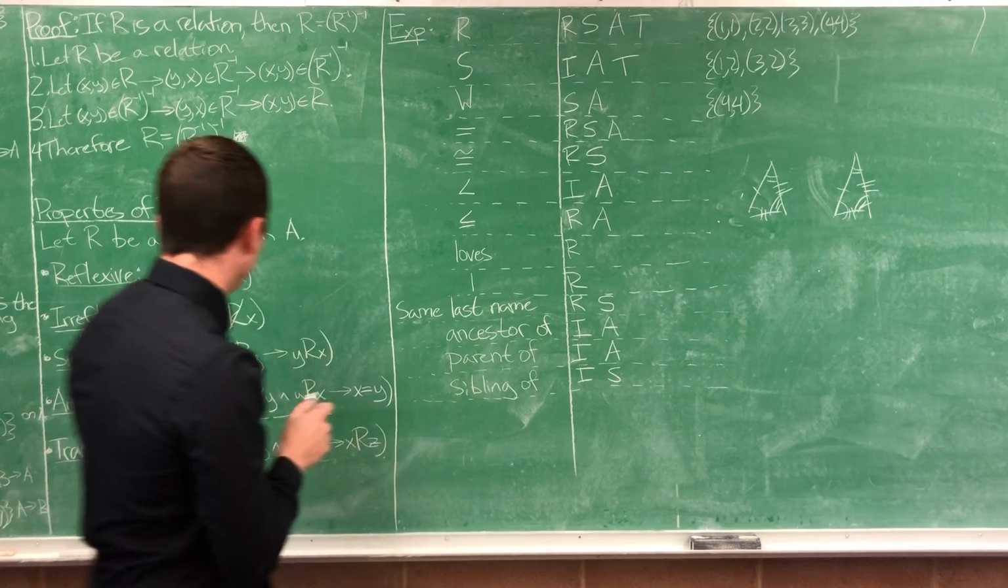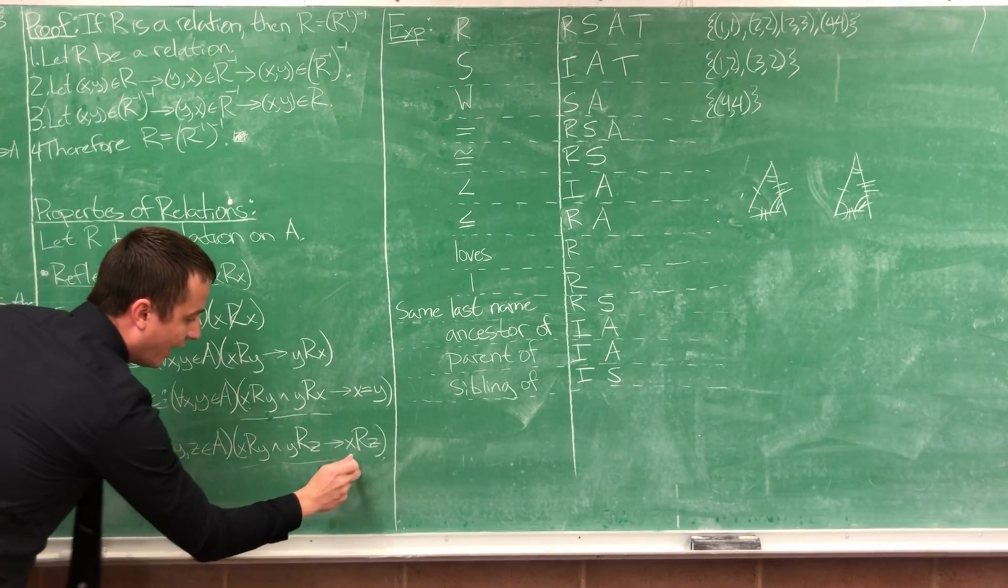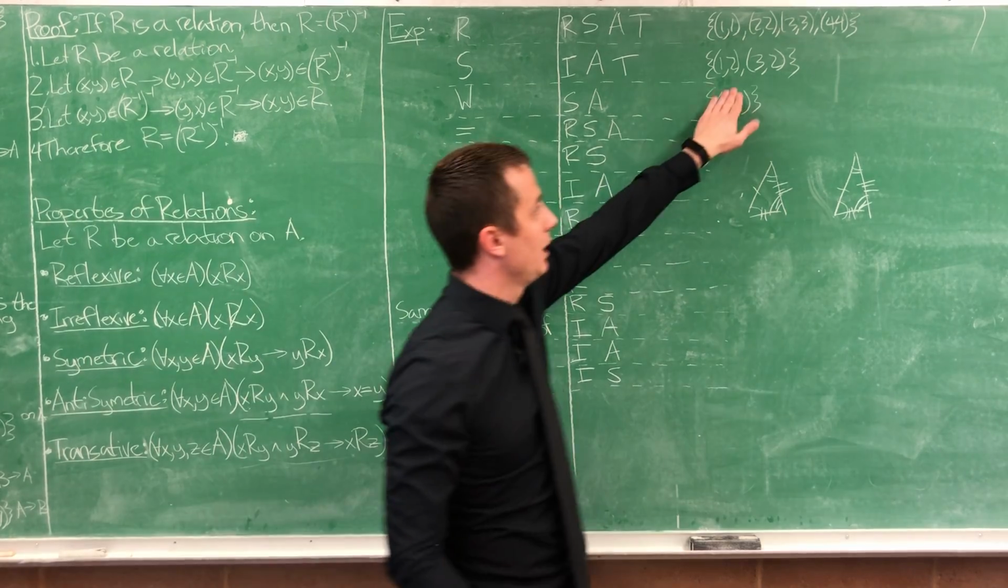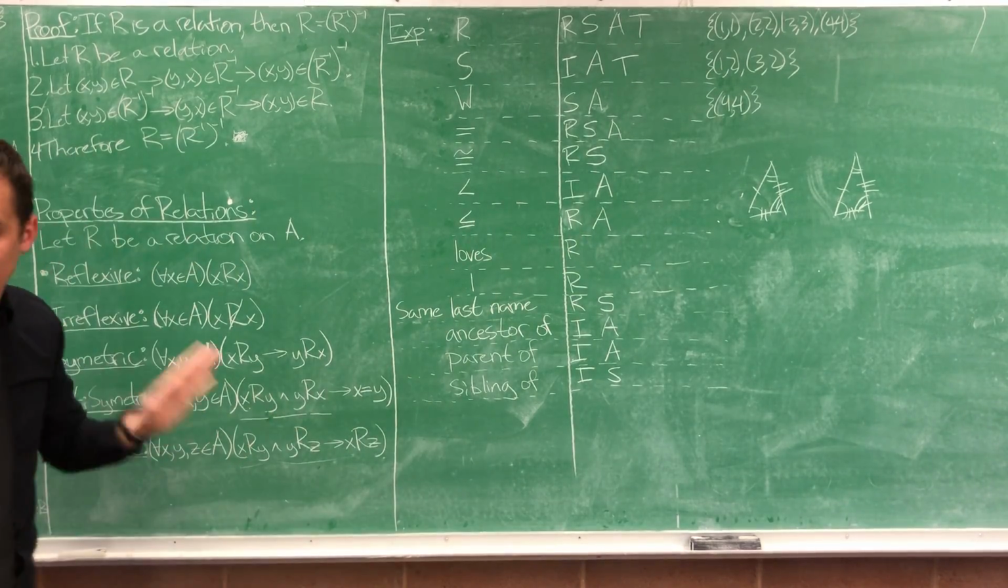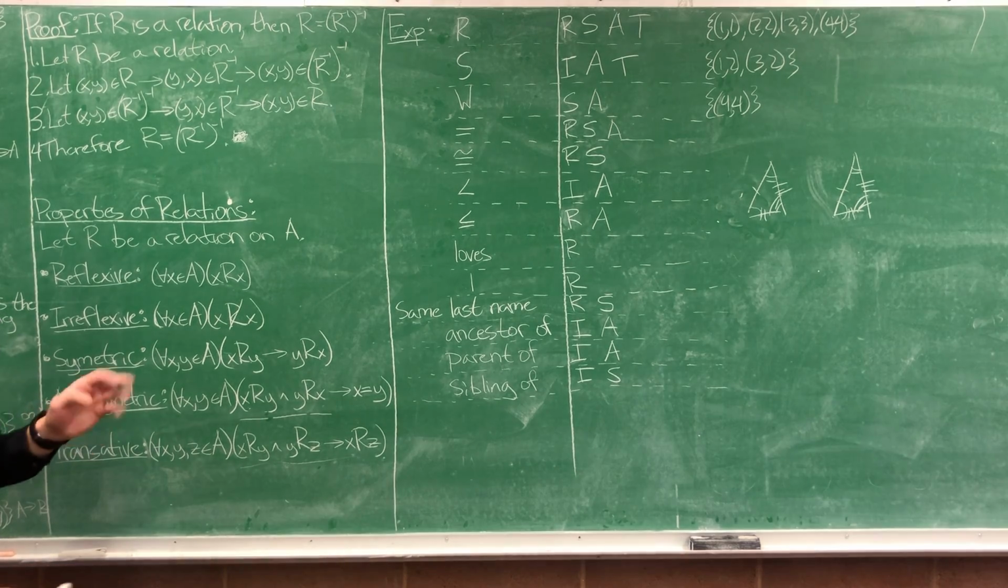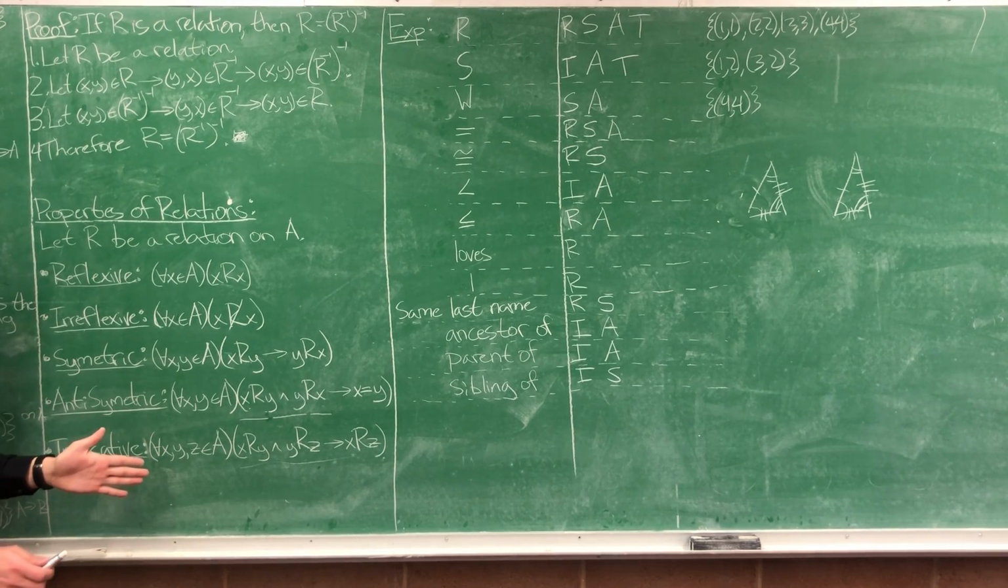You cannot come up with an example where we have x related to y and y related to z, but we do not have x related to z. You can't find an example that makes it false. That's probably the best way to think about these relation properties. Can you find an example that makes it false? If not, then it's true.